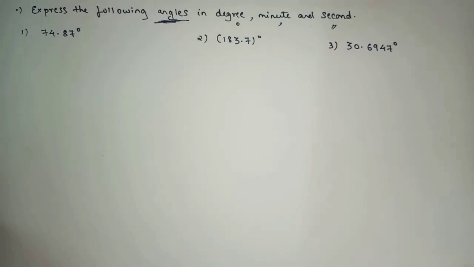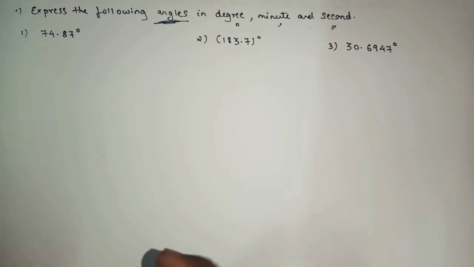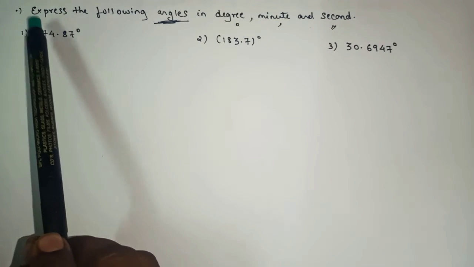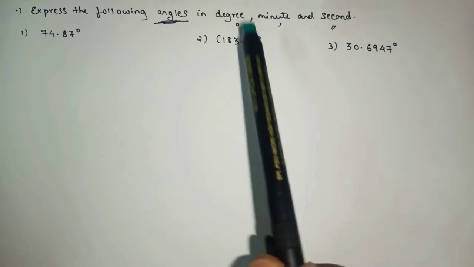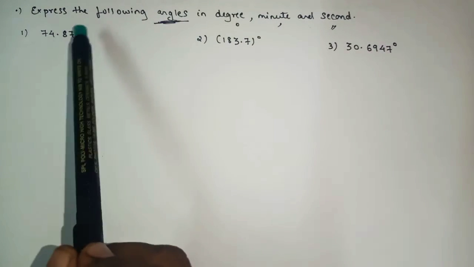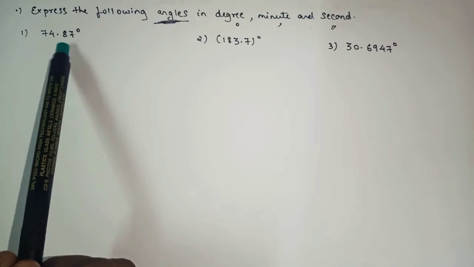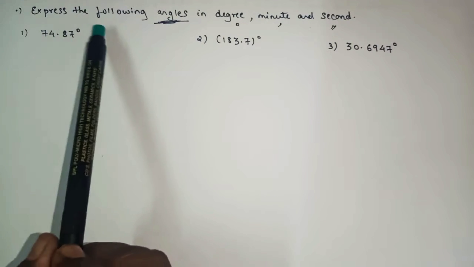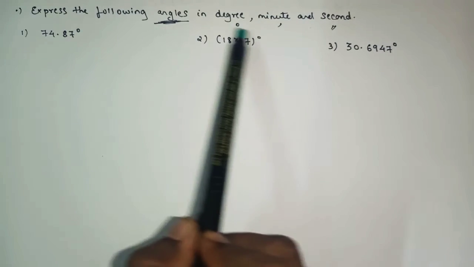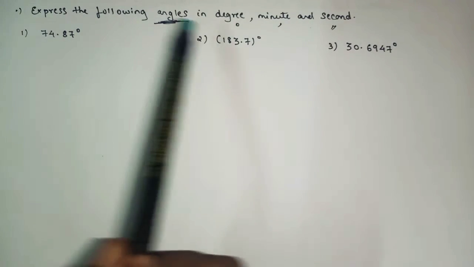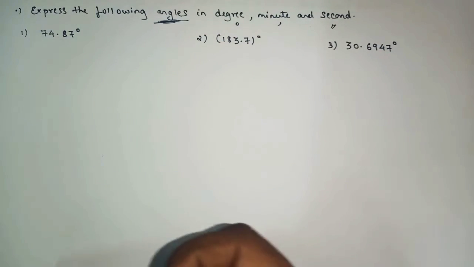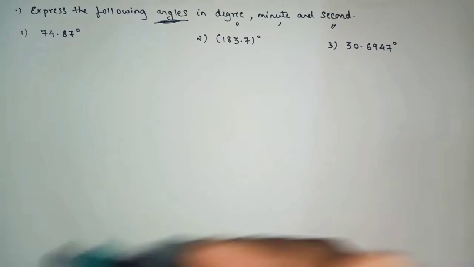Hello students, in this lecture we're going to see a very important concept: how to express the angle in degree, minute and second. As we can clearly see, here we have an angle of 74.87 degree. In the second example also it is in degree. So here we have the angles and now we have to convert them into degree, minute and second.